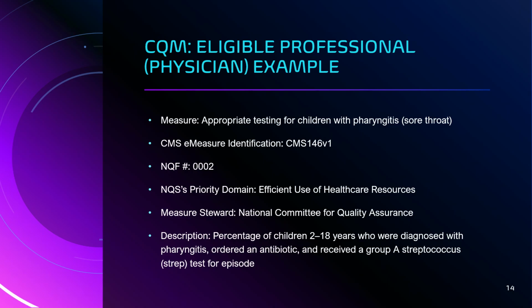For this pharyngitis measure, the National Committee for Quality Assurance, or the NCQA, serves as the steward, and that means that they oversee the official definition of the measure, including the description and the details of how it's calculated, the numerator and the denominator. So what's being measured here, it's the percentage of children ages 2 to 18 who were diagnosed with pharyngitis, were prescribed an antibiotic, and had a group A streptococcus test done before that episode. And the idea is to prevent inappropriate antibiotic prescribing.